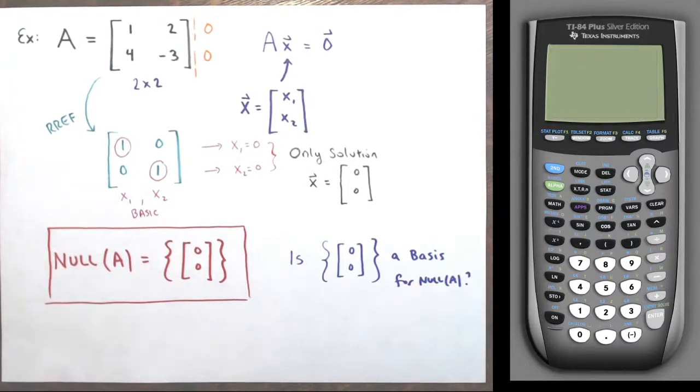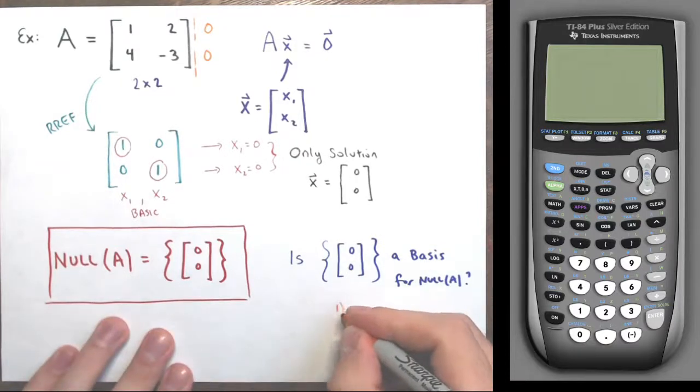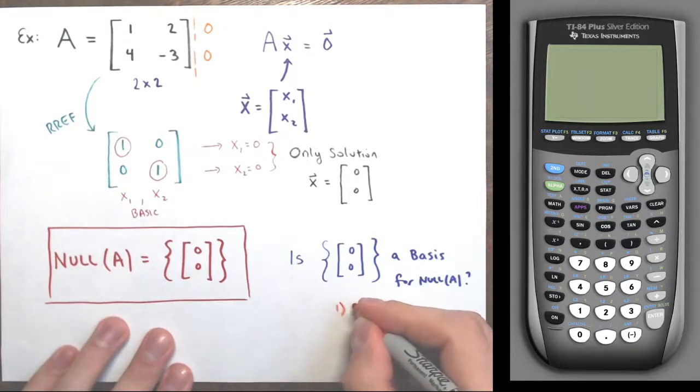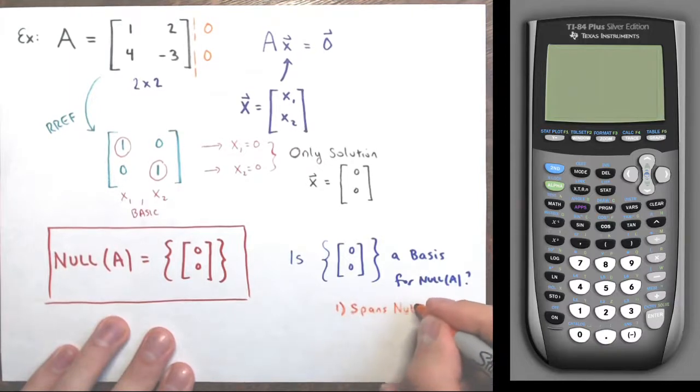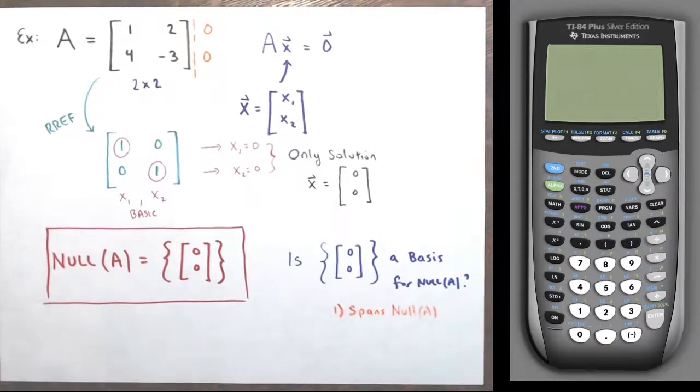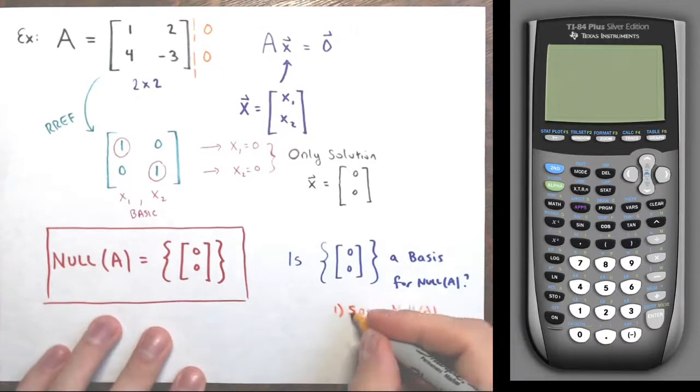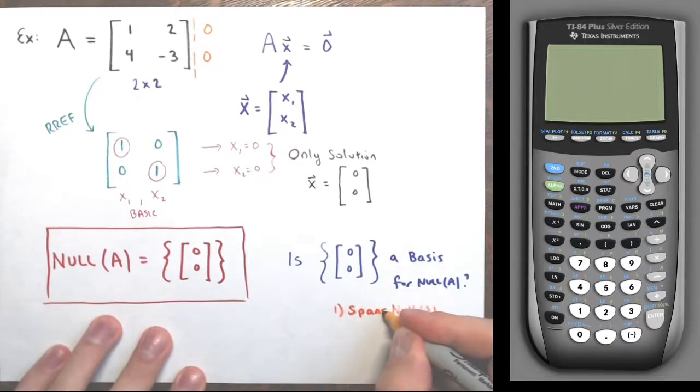I mean, it clearly spans it, right? Every vector in here is a scalar multiple of this one vector, right? So I've got that it spans the null space. Alright, so it spans the null space, fine.